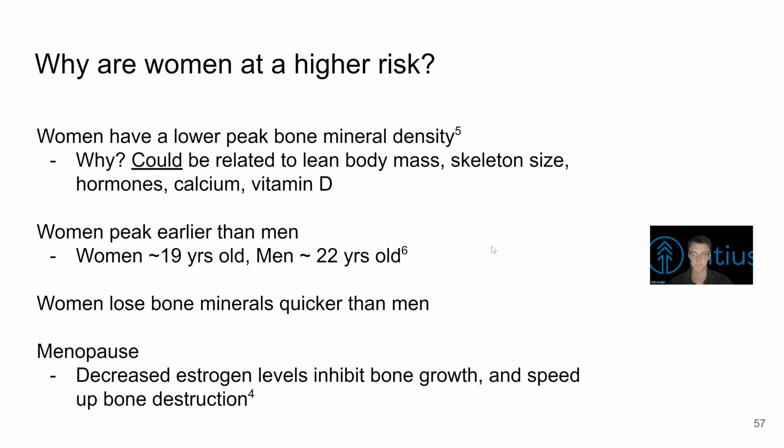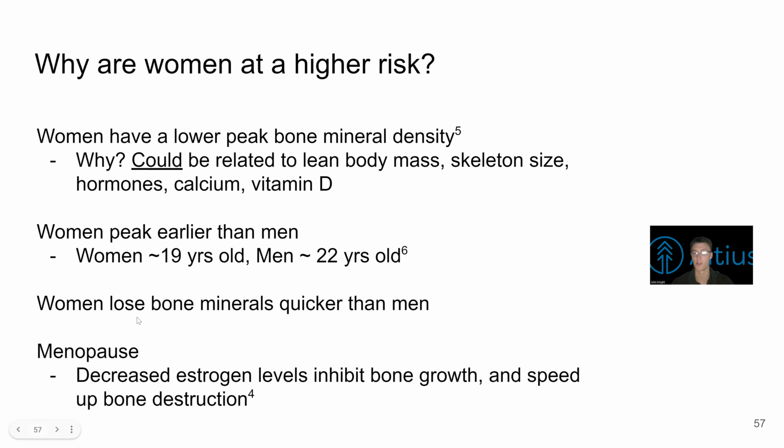Okay. And so, like I was just saying, this is unfortunately why women are at a higher risk of developing osteoporosis. First, like I was just saying, menopause. Estrogen is directly linked to bone health. Okay. As our estrogen levels decrease, this inhibits the ability for osteoblasts to lay down new bone tissue. Okay. And additionally, when osteoblast levels are low, this allows osteoclasts to work, and this speeds up bone resorption, or destruction. Okay.